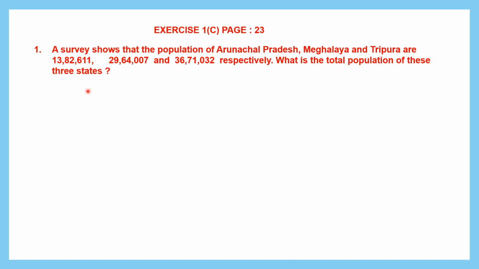So this is a word problem where we have to write our statements. Let's begin with the first statement where we need to write the population first of Arunachal Pradesh. The population of Arunachal Pradesh is the first number given to us, and that is 13 lakh. Let's write that 13,82,611. Let's write the period above this to make it easier for us. So this is a ones period, this is a thousands period, and this is a lakhs period.